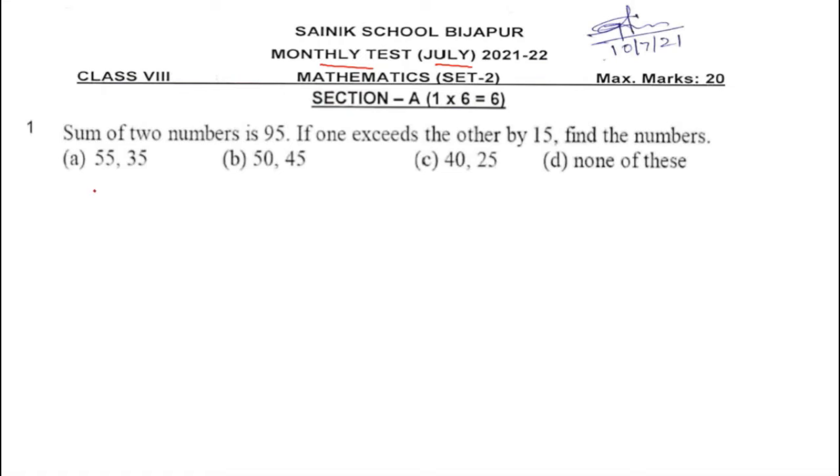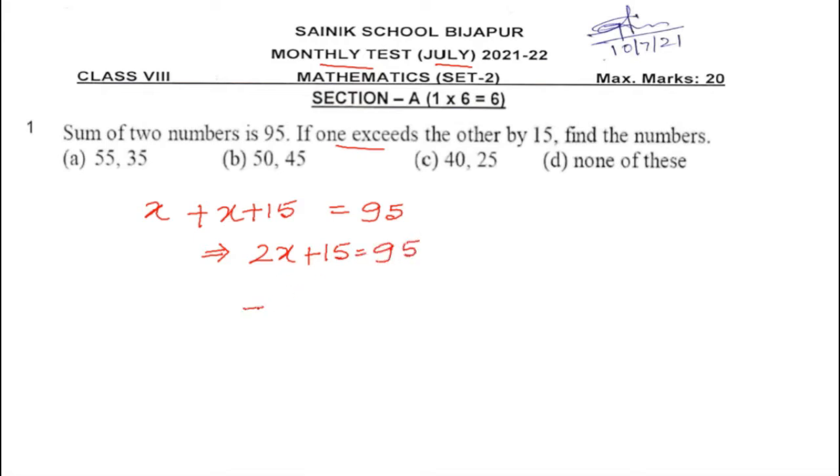First section is of 1 mark. First question is, sum of two numbers is 95. If one exceeds the other by 15, find the numbers. Let me consider one of the numbers to be x, then the other number exceeds by 15. This is what is understood from the statement. And the sum of these two numbers is 95. It's a very simple equation. x added to x plus 15 will be 2x plus 15 equal to 95.